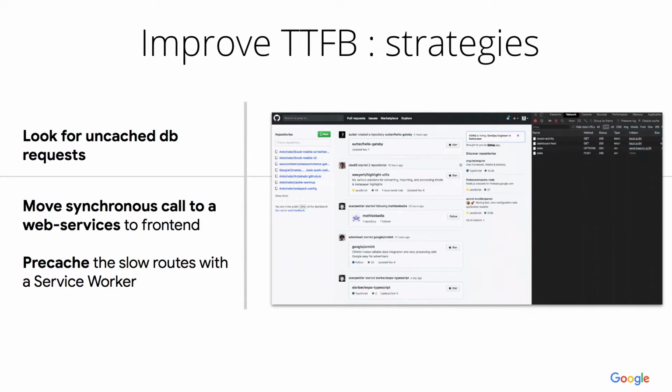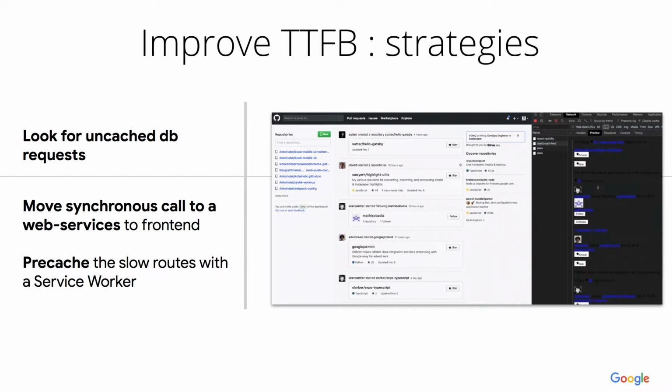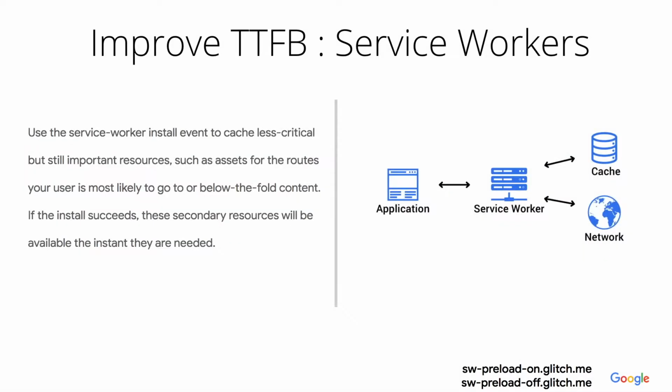Another recommendation is to pre-cache the slow routes with a service worker. I will not detail too much what a service worker is here, but basically it's a script, a proxy, that lives between your application and the internet. And in this service worker, you can interact with requests. You can, for example, store and cache requests, and these kinds of things.